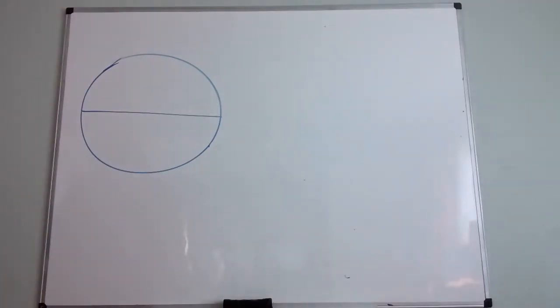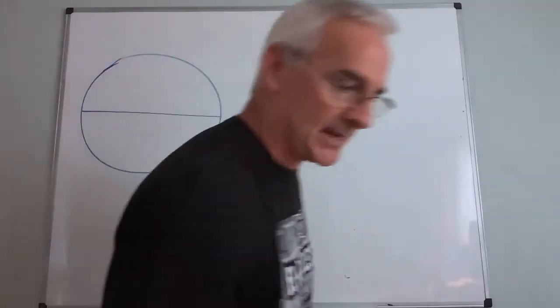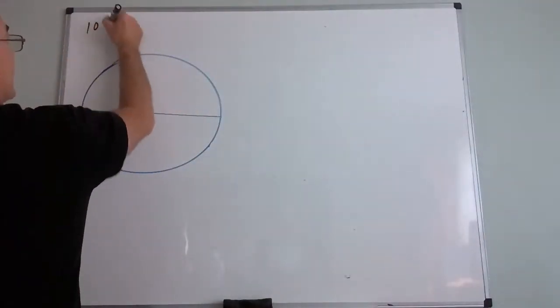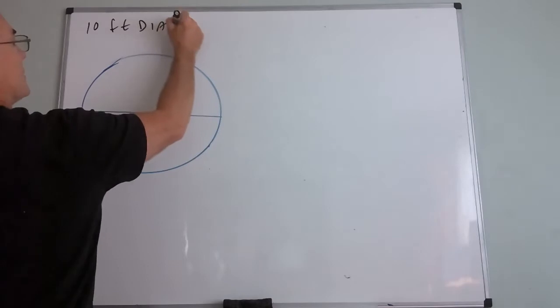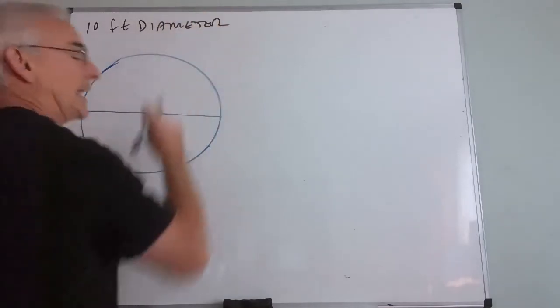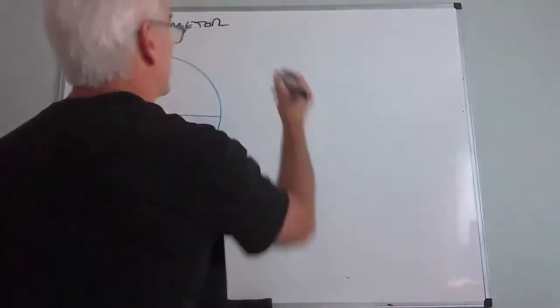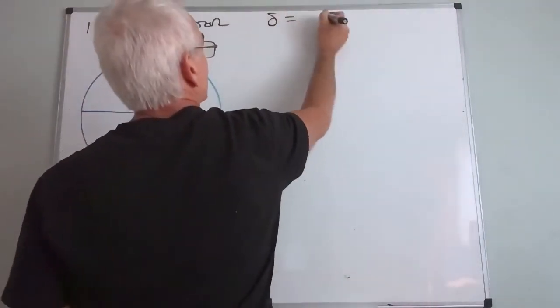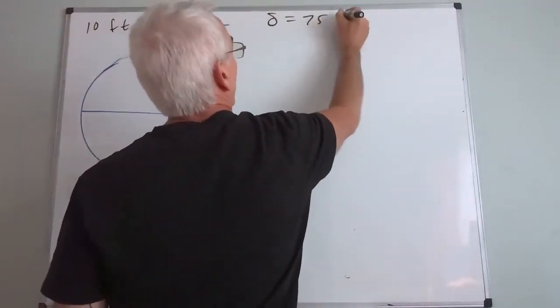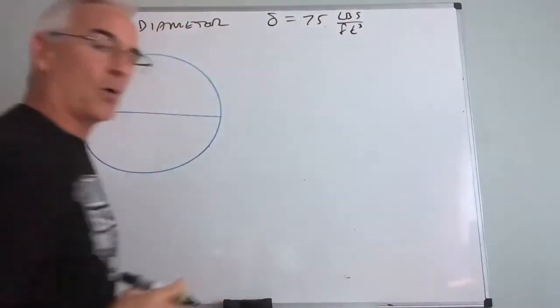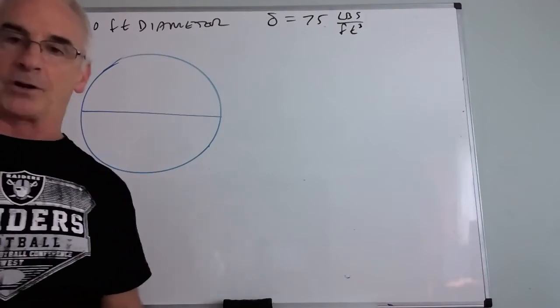Now, this is a circle. Let's say I have a circle, 10-foot diameter. It's half full. And let's say the density of the sludge this time, we'll say 75 pounds per cubic foot. I'll use a different number. It's definitely not water. And it's probably more dense than water.